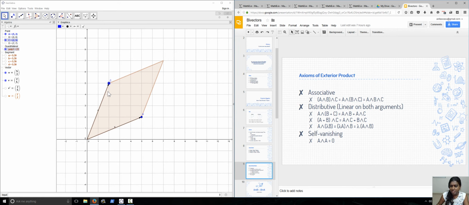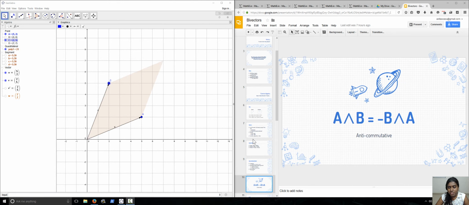The second property is distributive. It means that if you extend along any vector, the total area just increases. This multiplies by the same number. If you made b 2 times, then the area becomes 2 times. Right? And the last property is self-vanishing. For example, if you bring it close, the entire volume goes to 0. Right? This is because they represent the gap between the vectors. And if it's the same vector, there is no gap between them, hence they vanish.